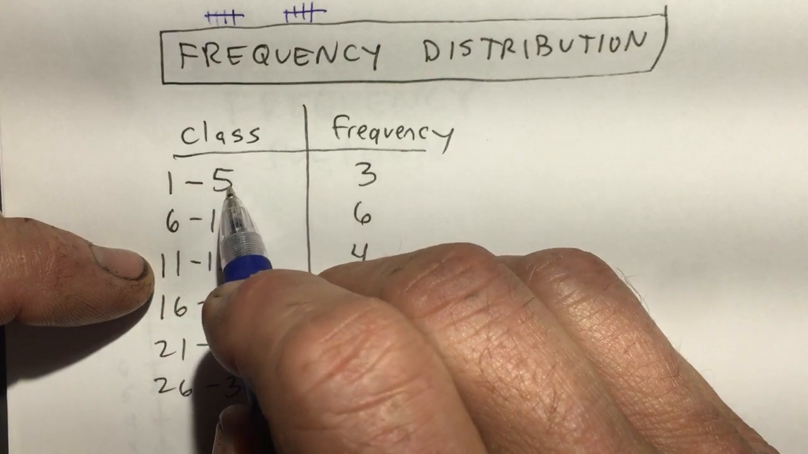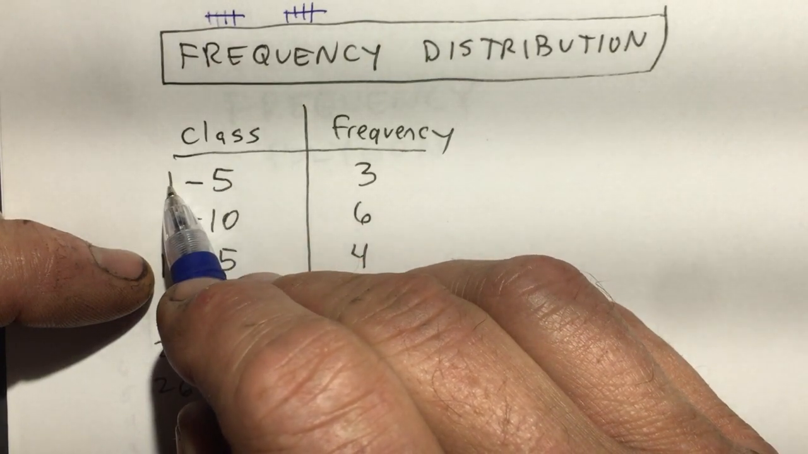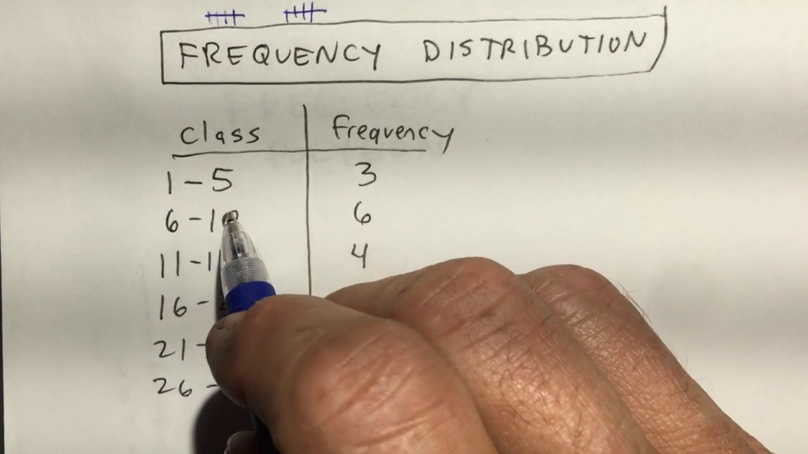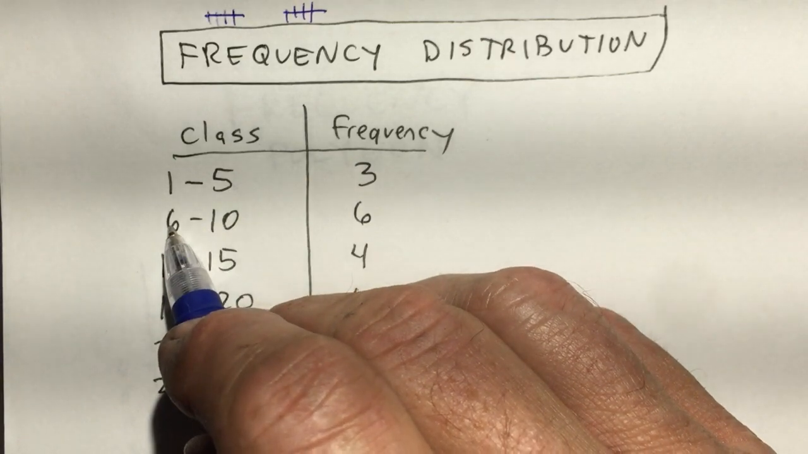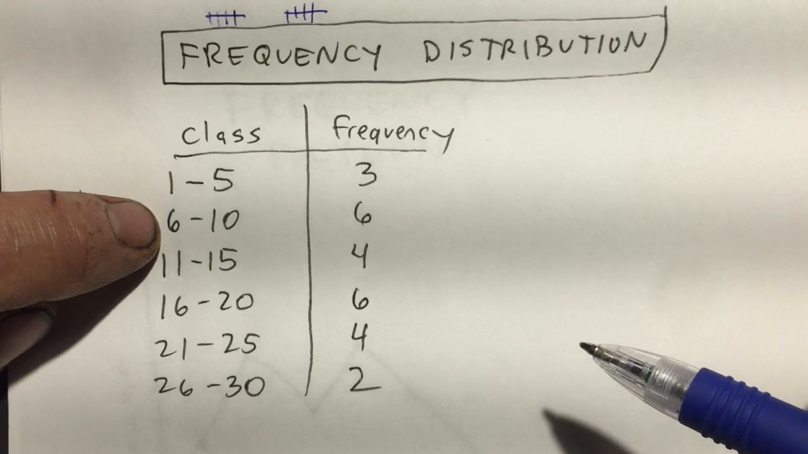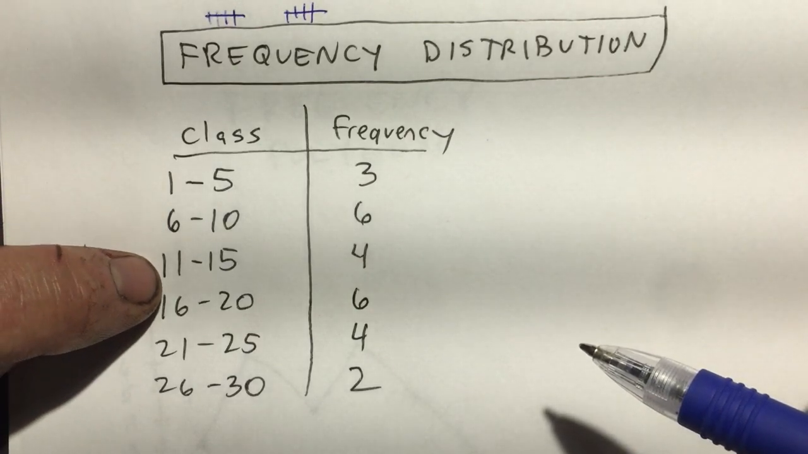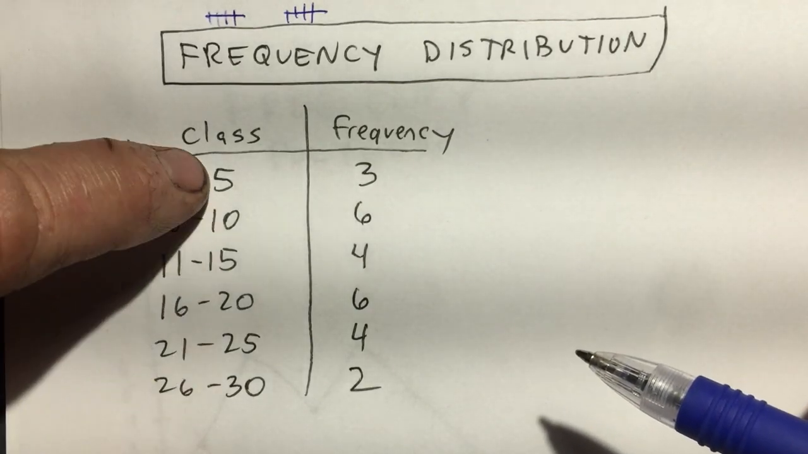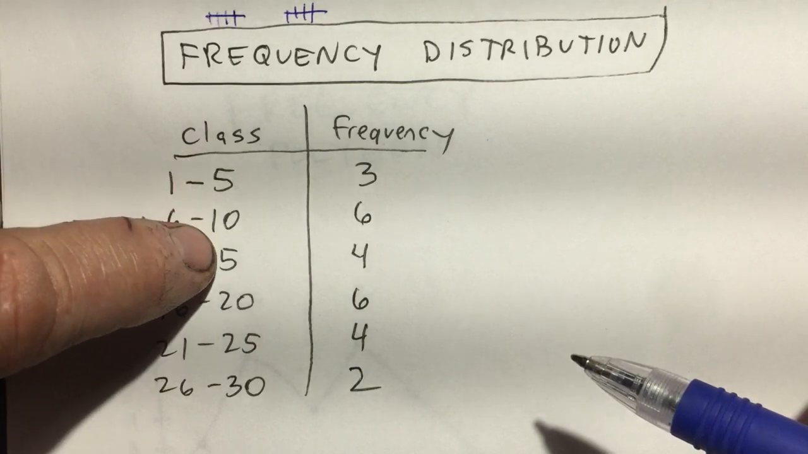What you can do is 5 subtract 1 is 4, and you can add 1 to that. That's 5. 10 subtract 6 is 4, add 1 is 5. Or if you look at your lower limits, 1 plus 5 is 6, 6 plus 5 is 11. They all go up by 5s. And the upper limits, they all go up by 5s.